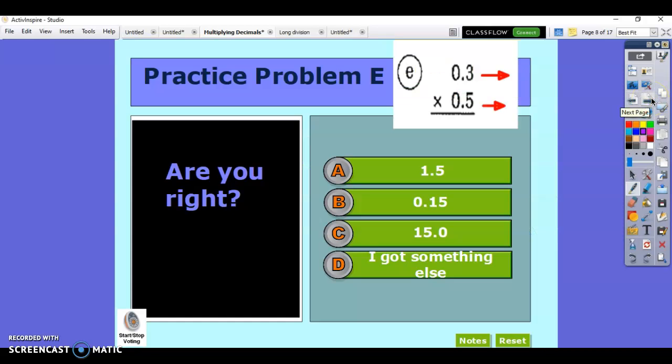All right. Now, check and see if you got the correct answer. Did you get A, B, or C on the first one? You should have B as your answer.